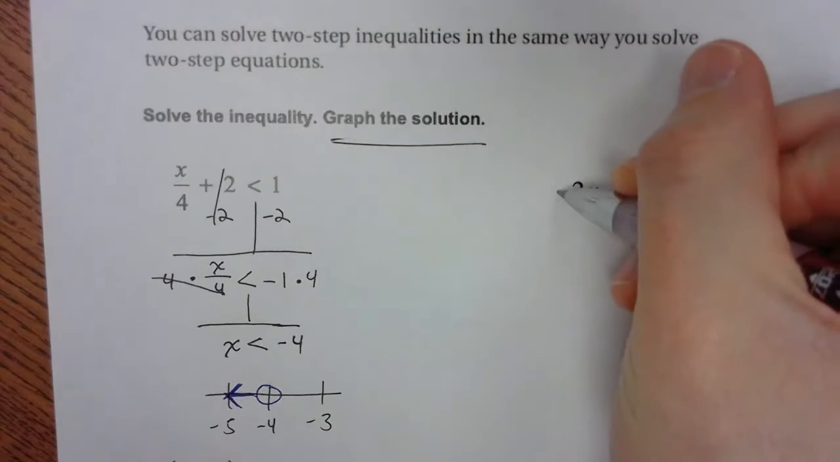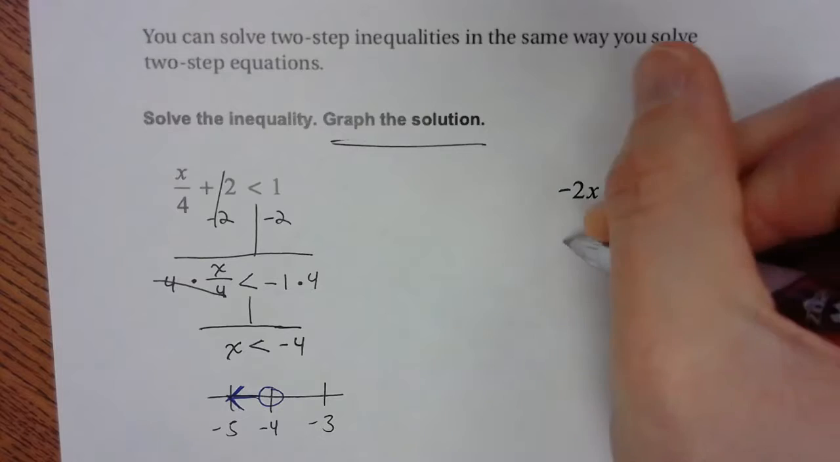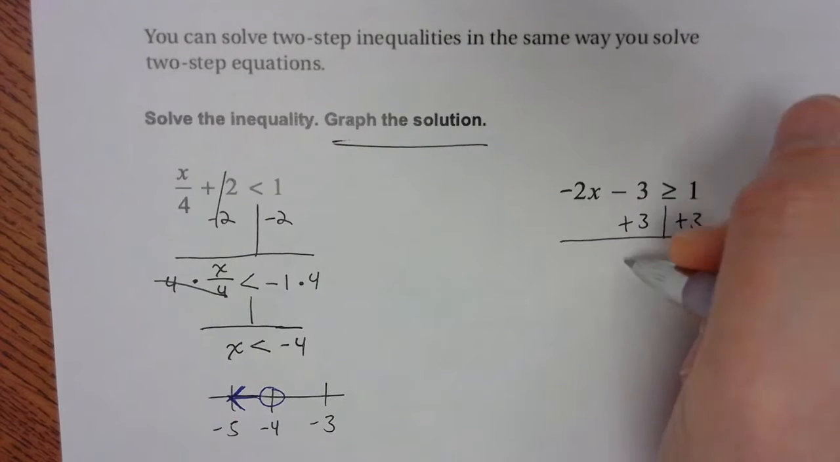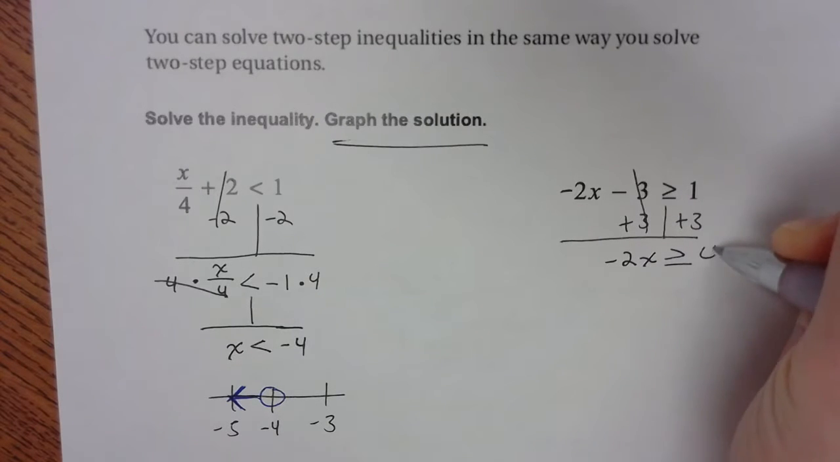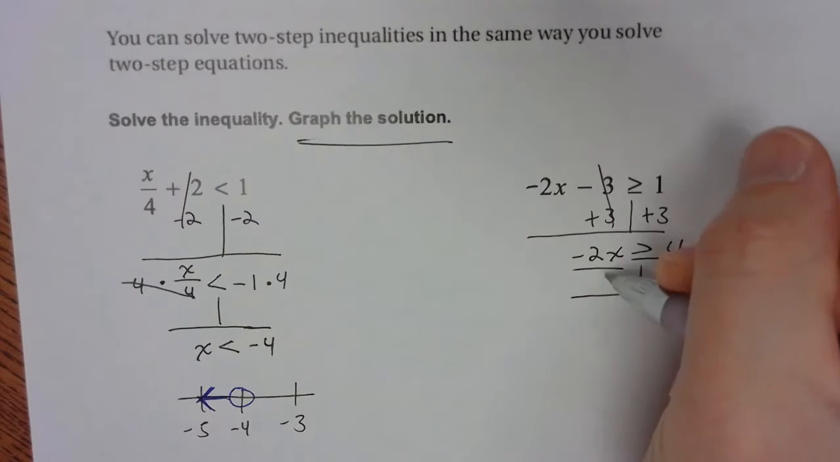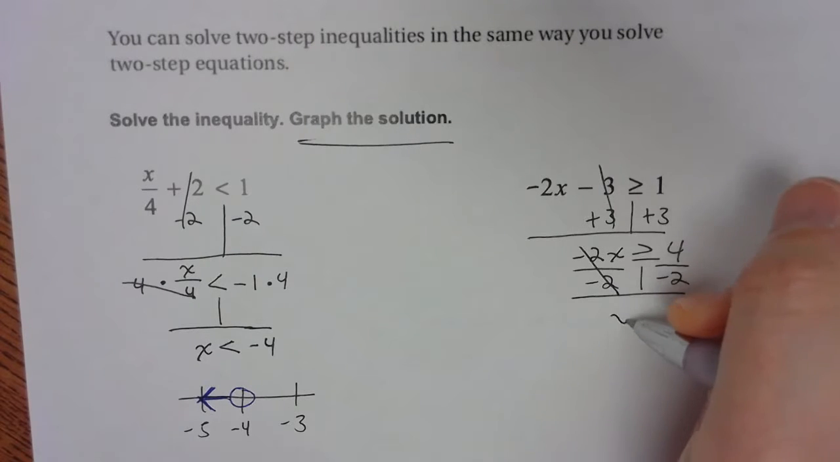we're actually going to change this to negative 2x. So I'm going to add 3 on both sides. Those cancel. I have negative 2x is greater than or equal to 4. Now I'm multiplying by negative 2, so I'm going to divide both by negative 2. I cancel. I bring down my variable.